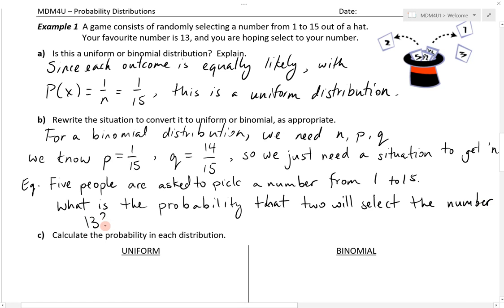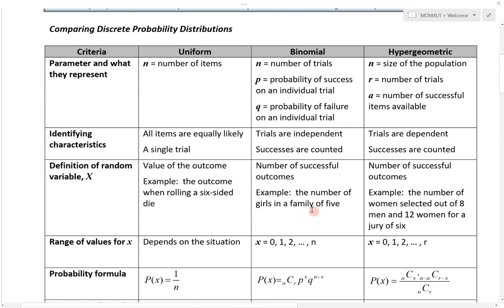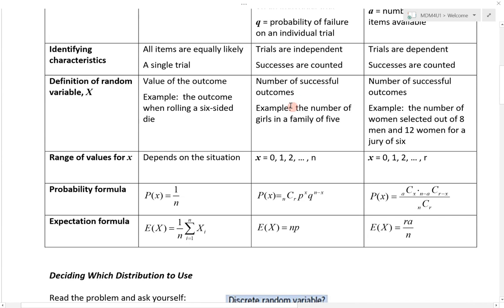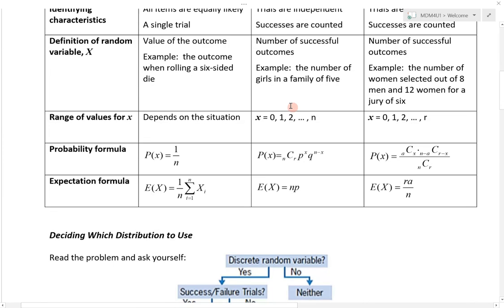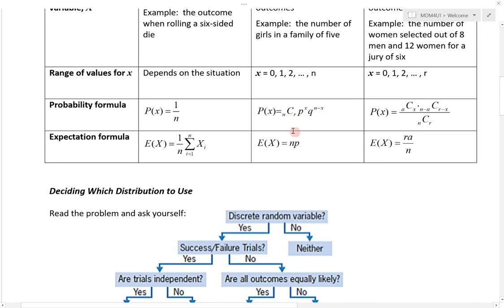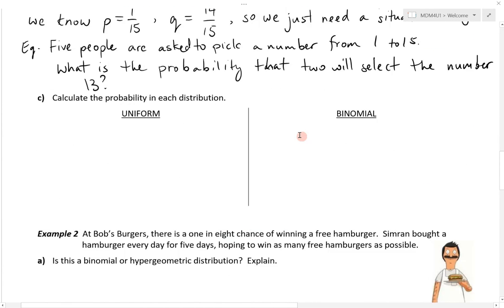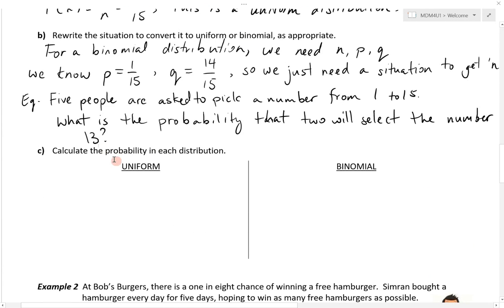Okay, so now the problem is a binomial distribution problem, because now you have N. So here, look, we're counting N, number of trials, so 5 people. And the number of successful outcomes, we're interested in choosing 2 of those outcomes being successful. All right, so calculate the probability in each distribution.